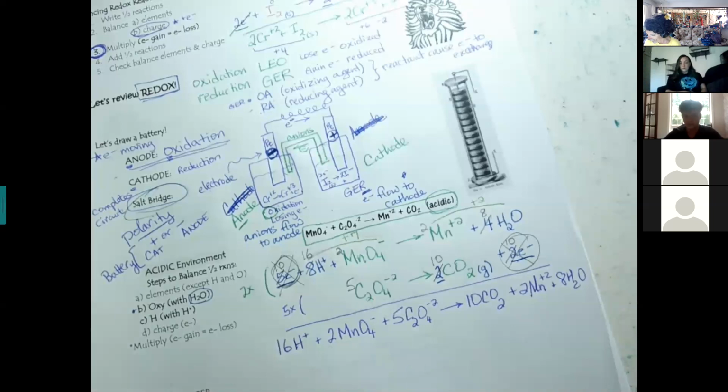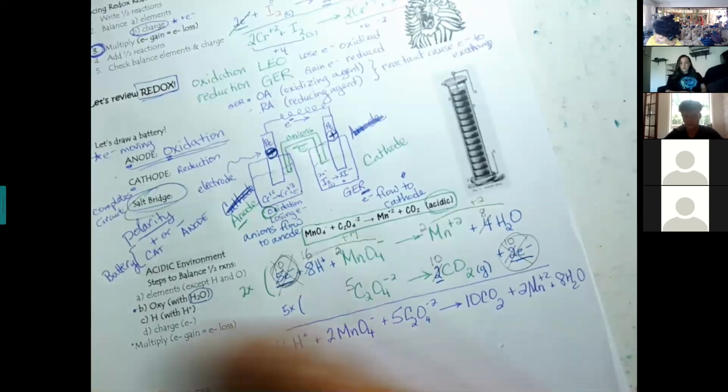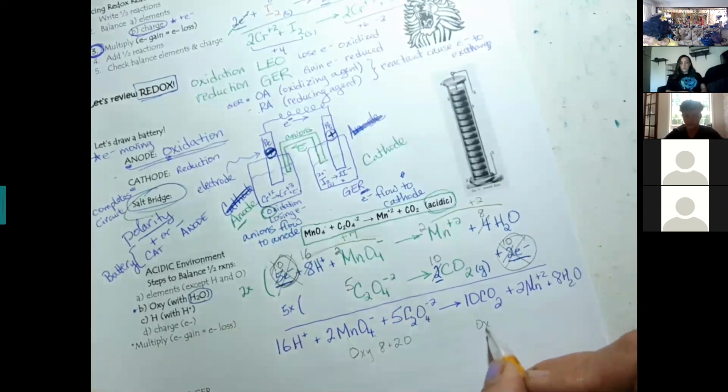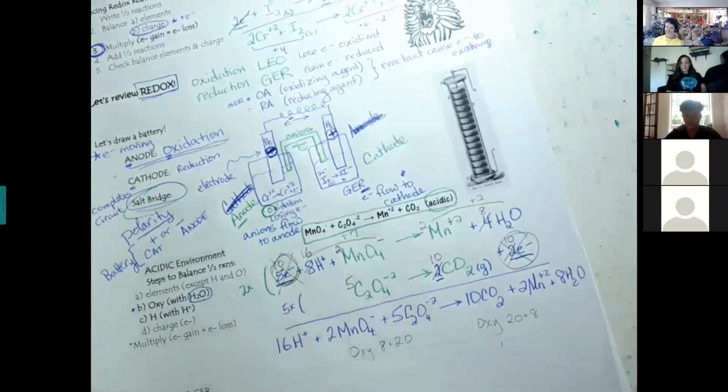So I have 8 oxygens. So 2 times 4 is 8, and 5 times 4 is 20. So I have 28, and over here, my oxygens, I have 10 times 2, which is 20, and then plus 8. So 8 plus 20 and 20 plus 8, I'm pretty sure it's the same. I ran out of toes and fingers, but it's 28.